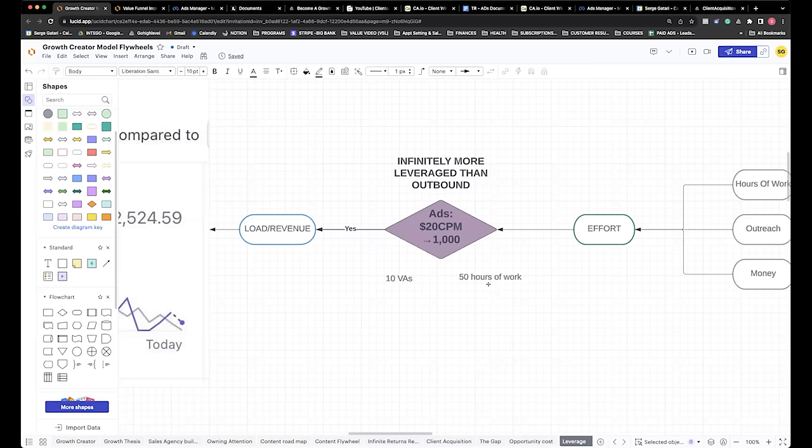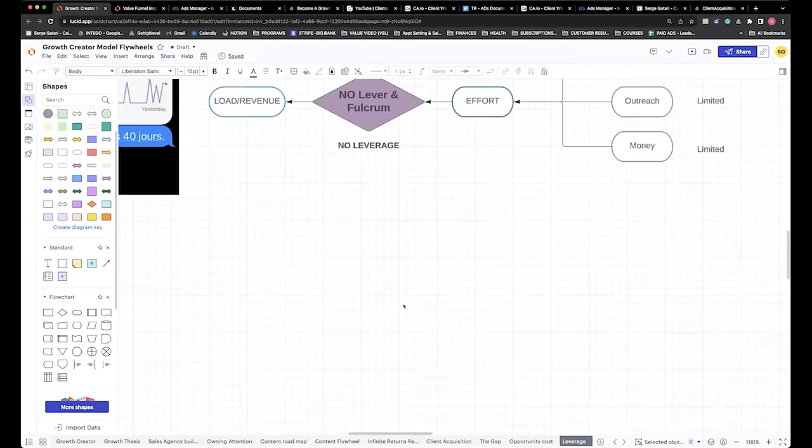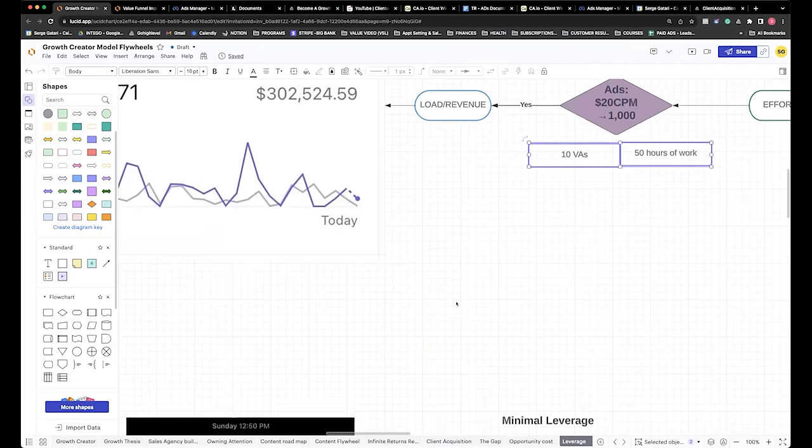Does that make sense? Just because your VAs or your setters are doing the work and spending their time, and you think that you're leveraged, you're not that leveraged. Because for you to experience the results, this time needs to be spent, whichever way you put it. So technically, outbound is still time spent, right?